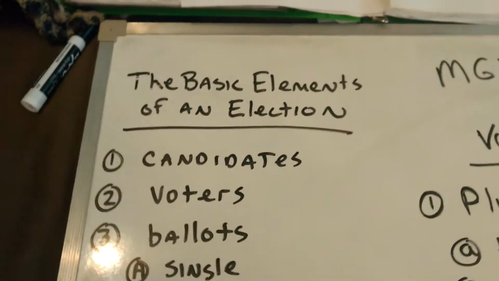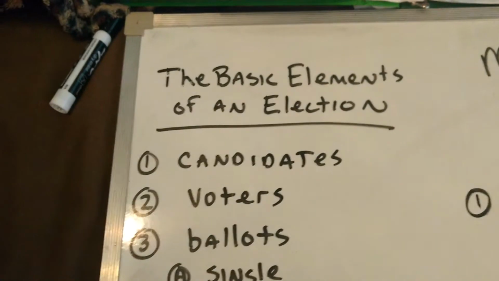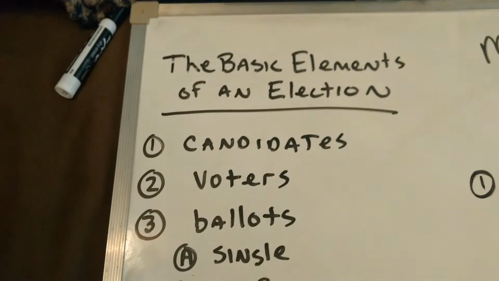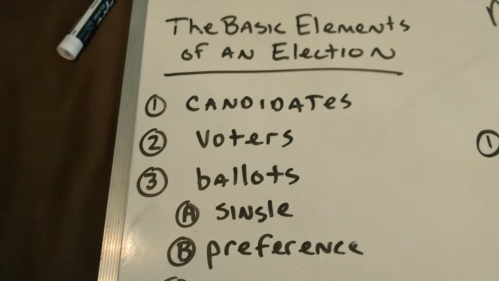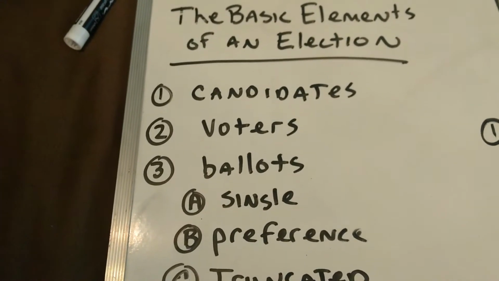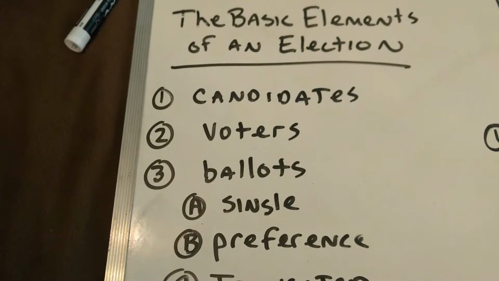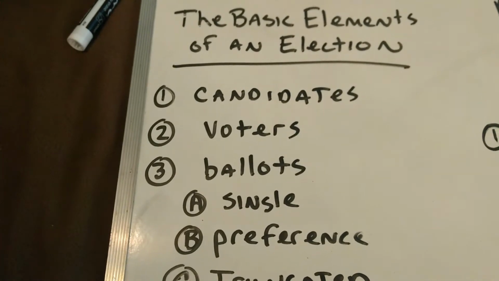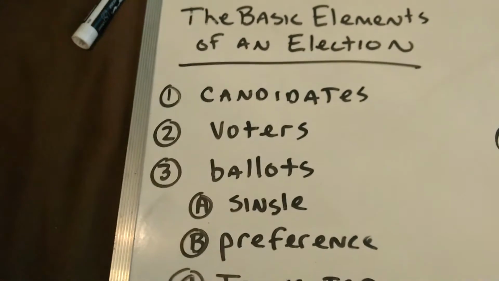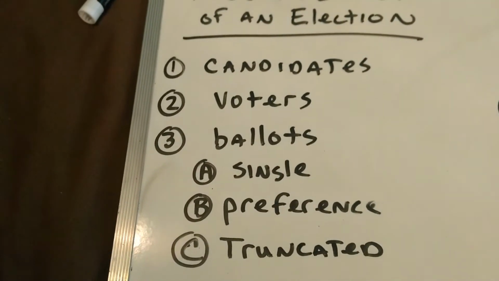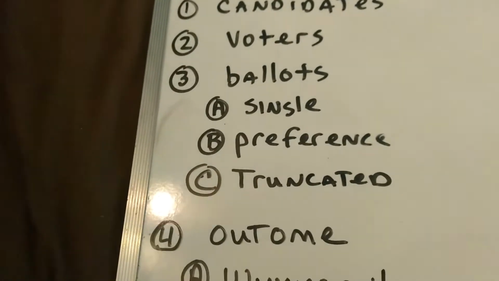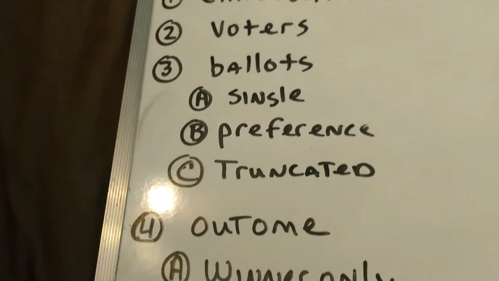First of all, in terms of voting, you need to understand the basic elements of an election. First of all, there are the candidates, who are the individuals who are running, and that can result in as few as 1 and as many as 10. Then you have the voters. They're the ones who elect the final winner. And then you have ballots. There are 3 kinds of ballots.